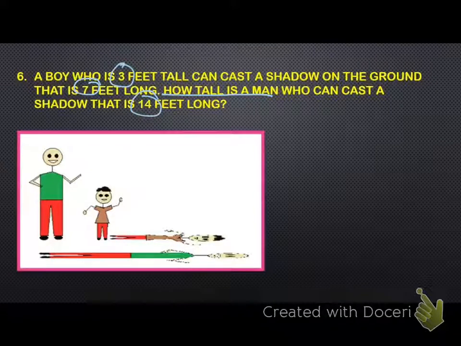Set up a proportion. How tall is the boy? 3 to, what's his shadow? 7. Equal, I forgot to say my variable. What's my variable? X is how tall the man is. So we'll say height of the man. So, start over. 3 feet tall, 7 foot shadow. Don't know how tall.